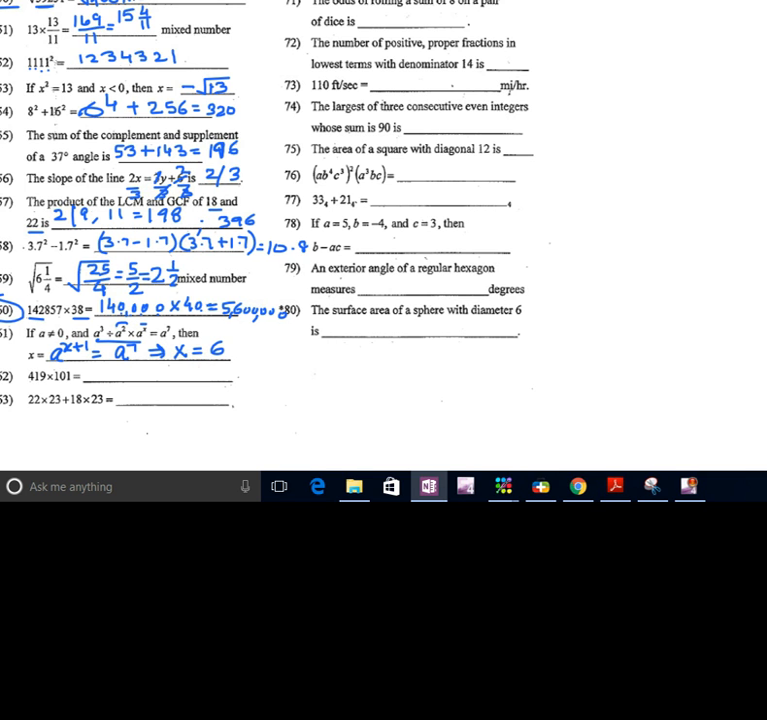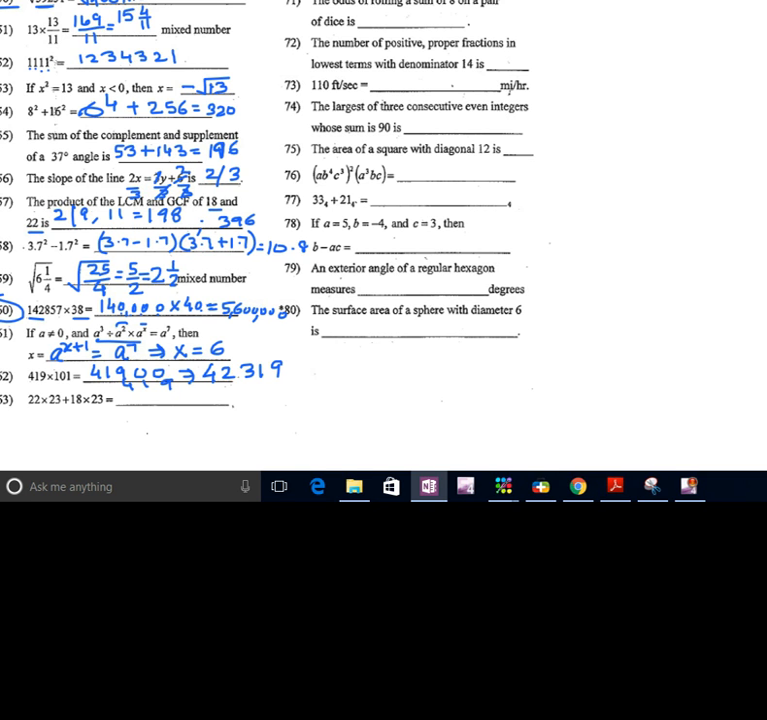What is the product of 419 times 101? So this is nothing but 419 times 100 plus 419, right? So this is 419 times 100, which is nothing but 41900, and then we have to add 419 to it. So imagine 419 being added at the bottom. So what we get over here is 42319 is the answer.